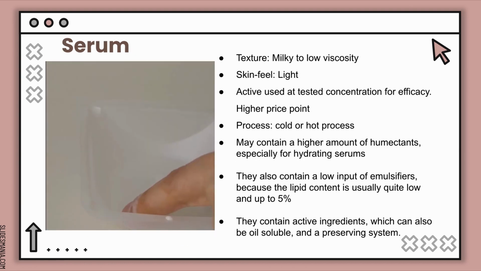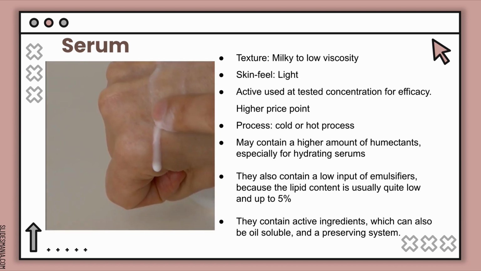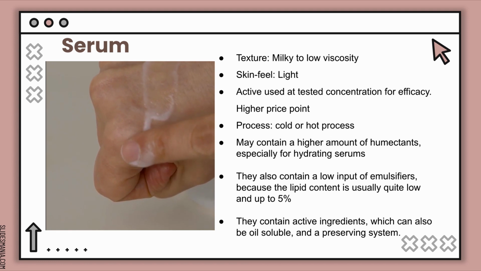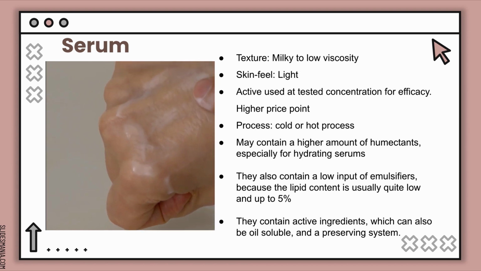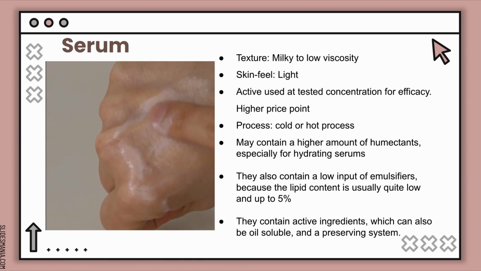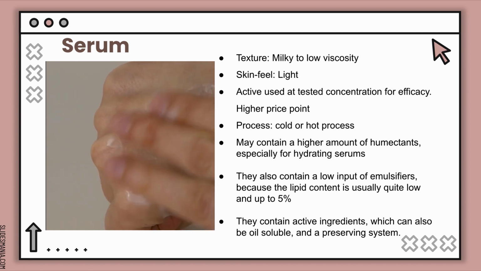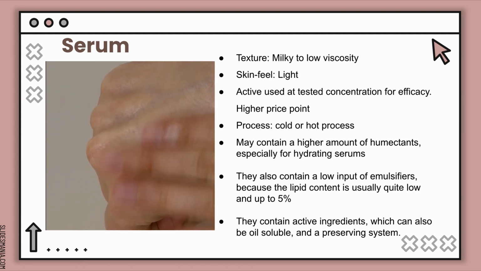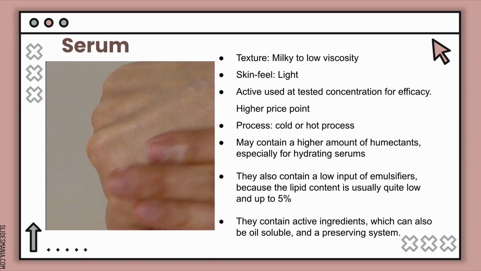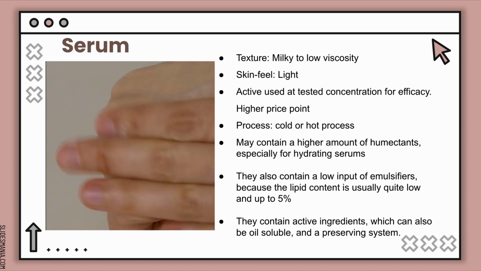Serums range from milky to anyhow low viscosity, and the skin feel is light. Actives are used at tested and effective concentrations, and they often have a higher price point. The process could be both hot or cold, depending on the materials selected, and they may also contain a higher amount of humectants, especially for hydrating serums. They contain a low input of emulsifiers because the percent of lipids is usually kept low and often max to 5%. The active ingredients can be both water or oil soluble, and the serums will also have a preserving system.